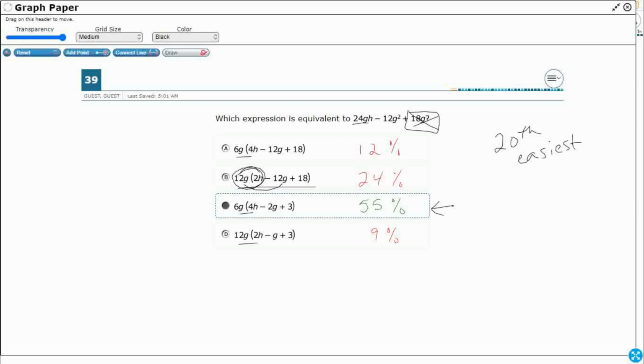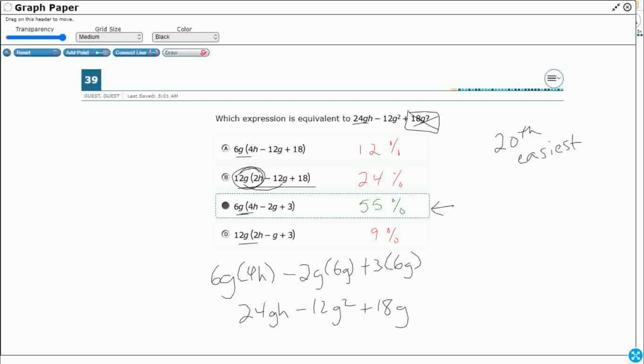So the easiest thing to do is once you take your answer, distribute it back out. 6G times 4H. We didn't do that, but we easily could. Minus 2G, and let's multiply that by 6G, plus 3, 6G, right? It should equal 24GH, minus 12G squared plus 18G. It should equal what you started if you distribute it back out. This obviously wouldn't, and neither would any of these other ones, so C is our answer.